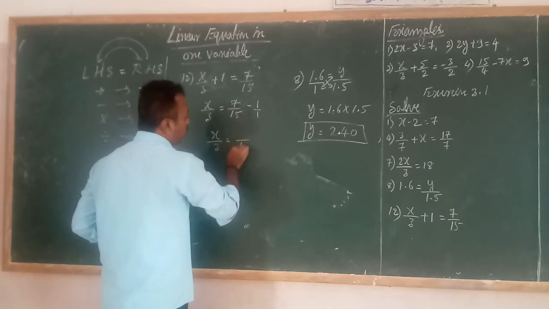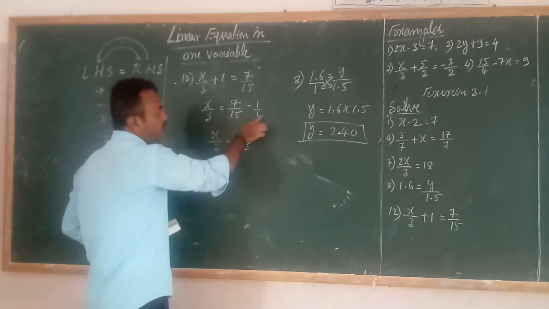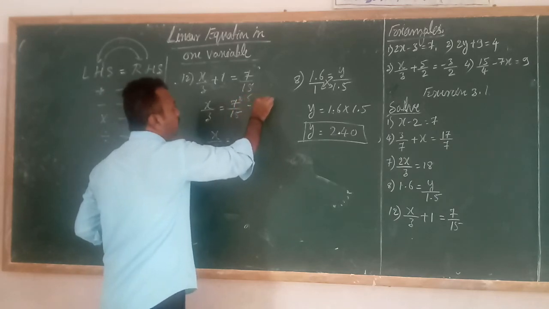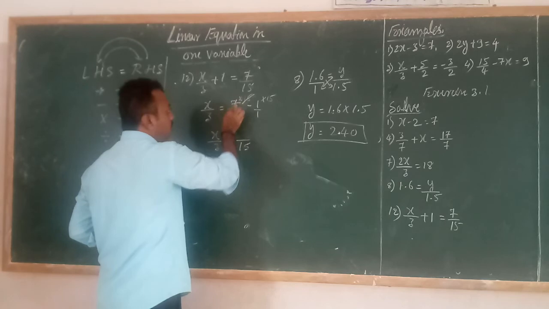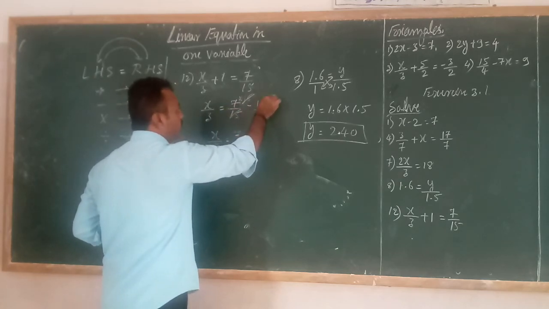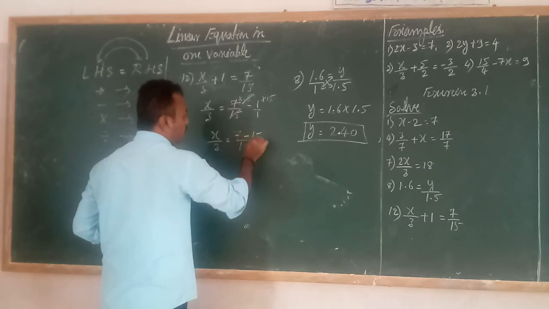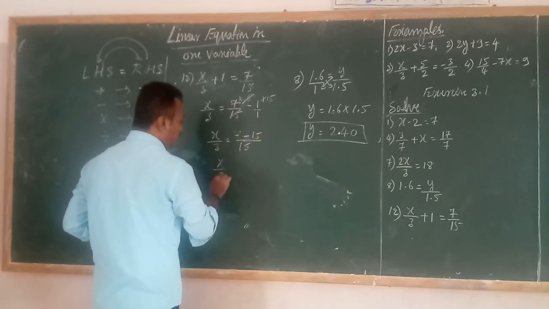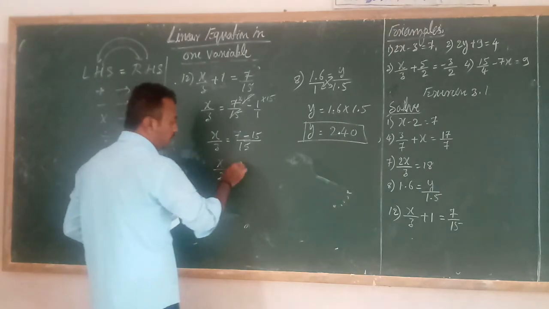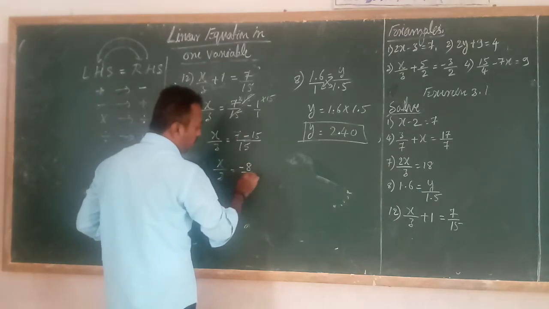So, we have to take out the LCM. 15 and 1, the LCM is 15. Therefore, into 15, into 15. So, 15, 15 get cancelled. Remaining is 7 minus 1, 1 divided by itself only, 15 ones are 15. So now x by 3 it is equal to 7 minus 15, it becomes minus 8 divided by 15.